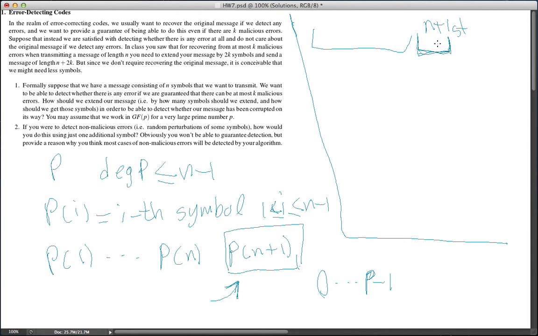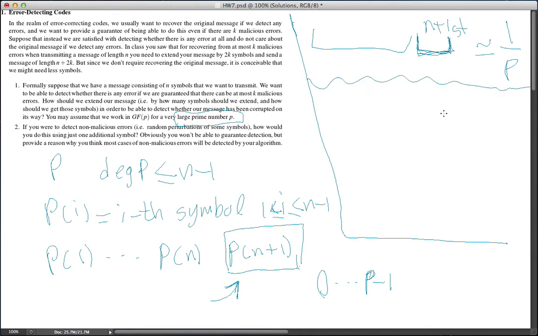And the chance of that extra symbol happening to be exactly the same as our n plus first point is going to be pretty low. It's going to be almost 1 over p, right? So as long as p is a large prime number, which is assumed here, the chance of our algorithm not detecting this is going to be very, very small, 1 over p.